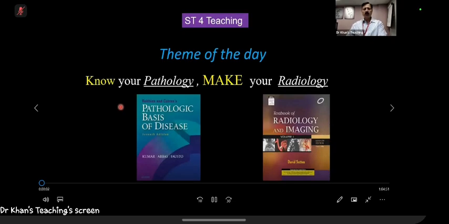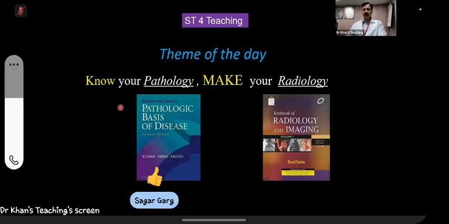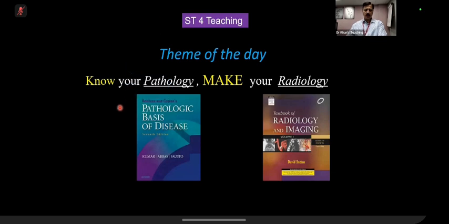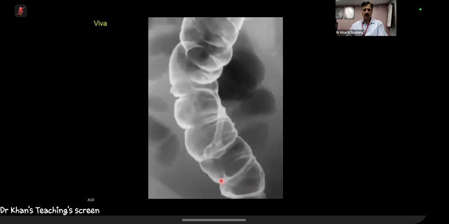So one of the themes of the day, which is my favorite theme, is that if you want to understand the radiology of something, you should know the pathology, and this really helps you. And I will teach you the relevant bit as we proceed, but this is going to be the theme of the day. Okay, candidate 1, can you raise your hand, please?